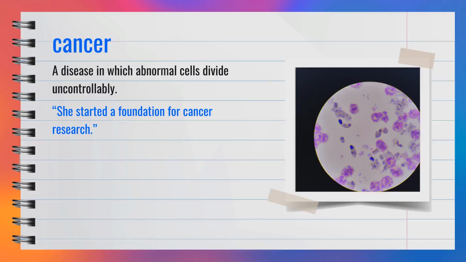The word cancer, C-A-N-C-E-R, is a noun, pronounced as cancer. Cancer is a disease where abnormal cells divide uncontrollably. For example, she started a foundation for cancer research. A brief definition is a disease in which abnormal cells divide uncontrollably.